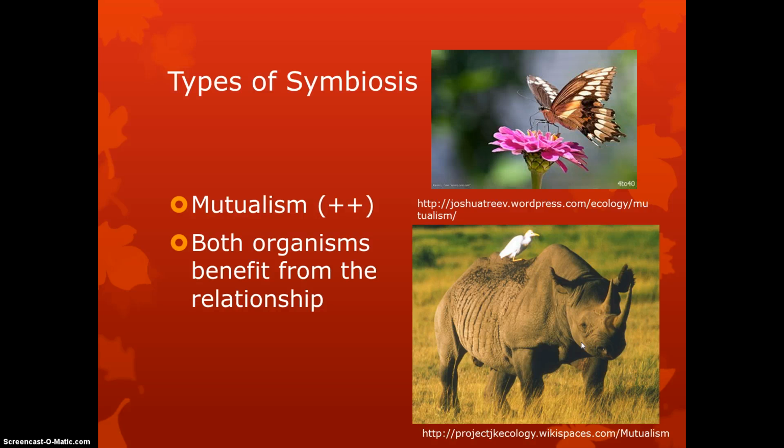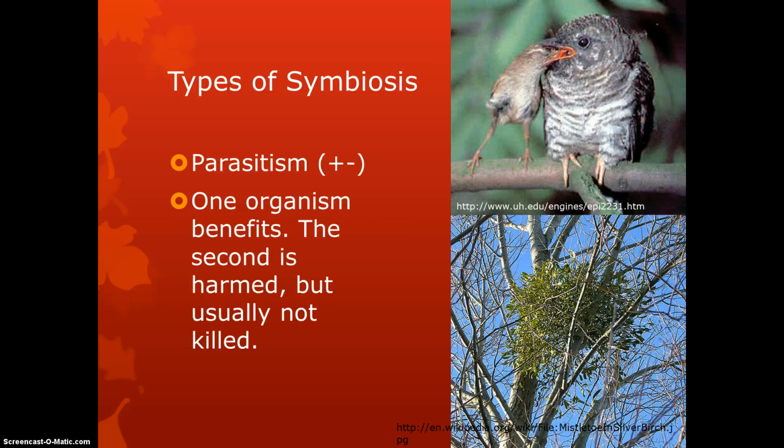So while the rhino is being cleaned, the bird is able to eat. Both of them benefit. Our second example is parasitism. That is represented by the plus minus. In this situation, one organism benefits and the second organism is harmed. Usually, a good parasite does not kill its host. It's usually only harmed in some way.